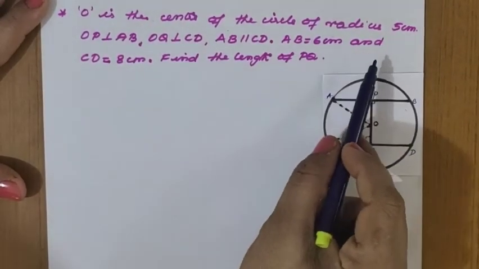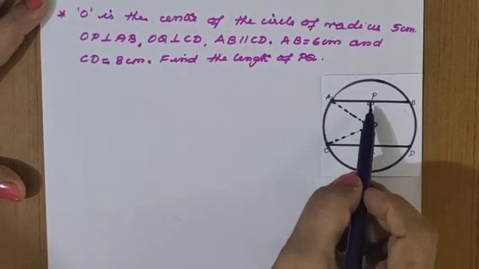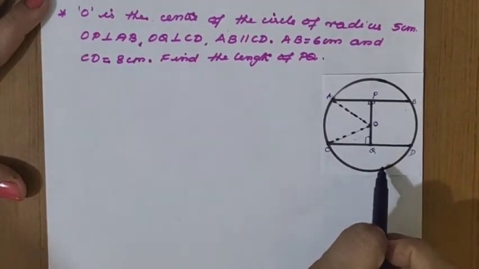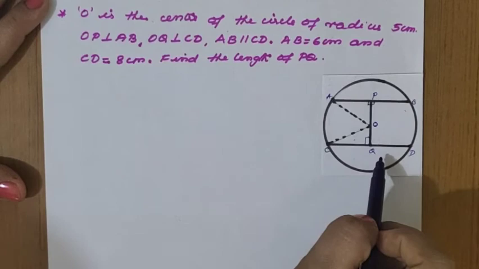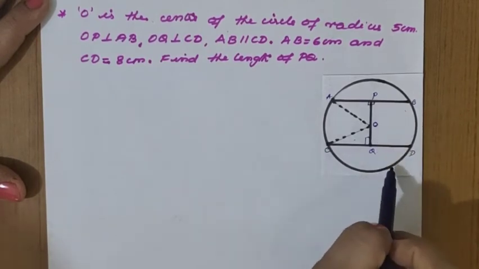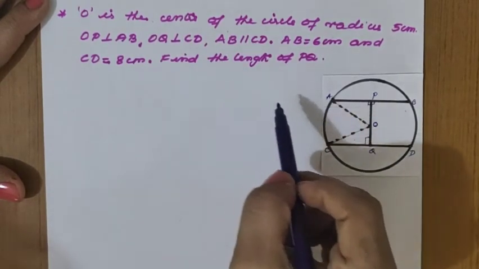O is the center of the circle of radius 5 cm. OP perpendicular to AB. OQ perpendicular to CD. AB and CD are two parallel chords. AB equal to 6. CD equal to 8 this time. Find the length of PQ.